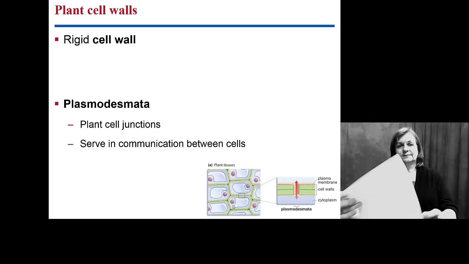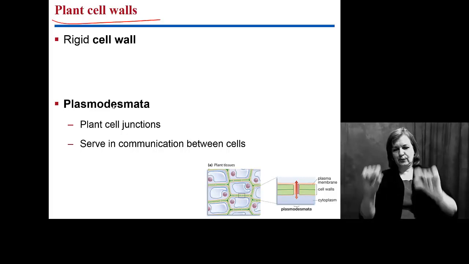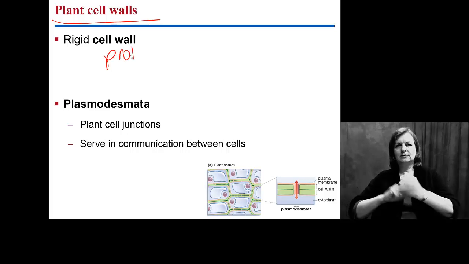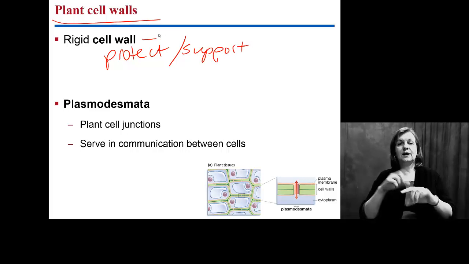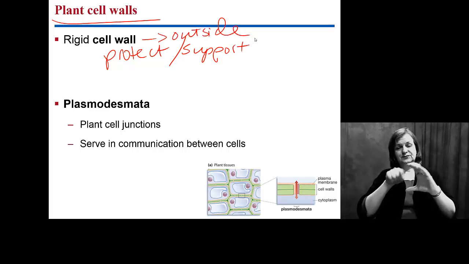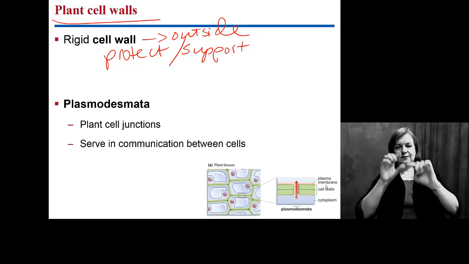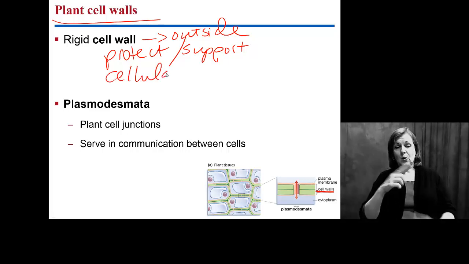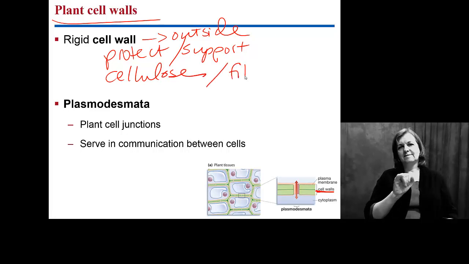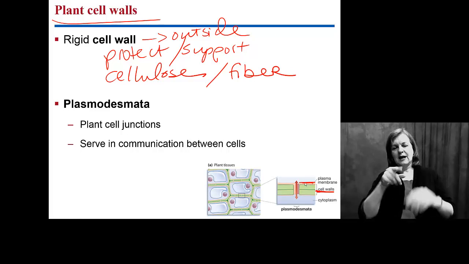Now, plant cells have these cell walls. We've mentioned this before, that's going to protect and support the cell. The cell wall is on the outside. We still have on the inside a plasma membrane. So in my picture here, and I'll show you a better one in just a second, we've got a cell wall that's made up of cellulose. We called it fiber when we talked about our macromolecules. But on the inside, we've got plasma membrane.